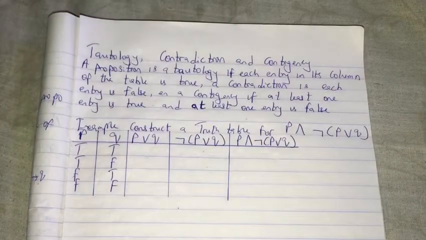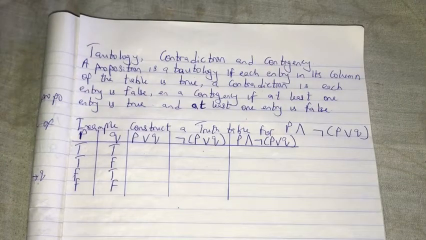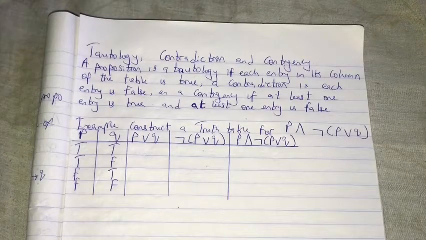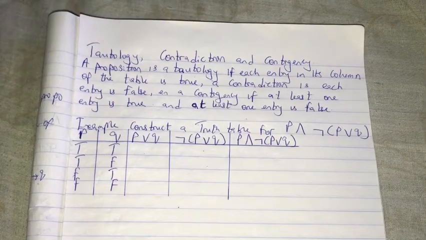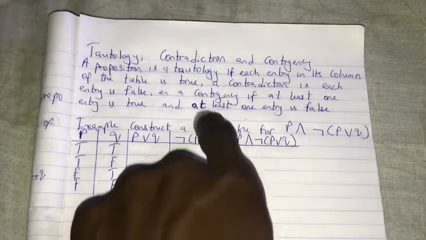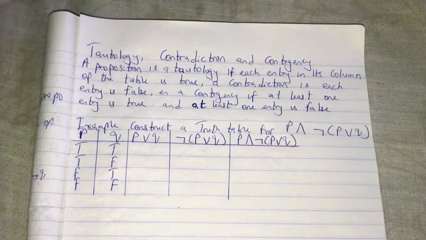A proposition is a tautology if each entry in its column of the truth table is true. It is a contradiction if each entry in its column is false. It is a contingency if at least one entry is true and at least one entry is false. So this is all they are talking about.